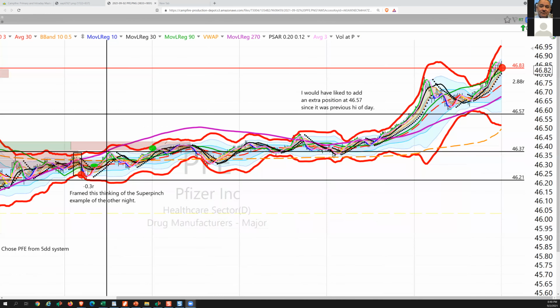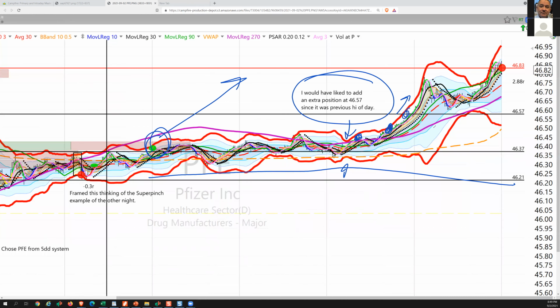So we have the Z3 pinch breakout, nice tight stop all the way down. Then you get another Z3 pinch. This could have been an additional entry. That could have been an entry. This was the previous day's high, as he notes. That would have been a logical entry.